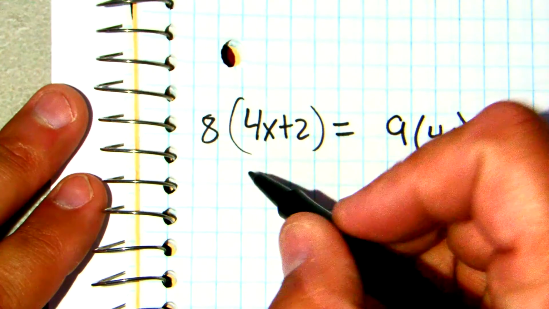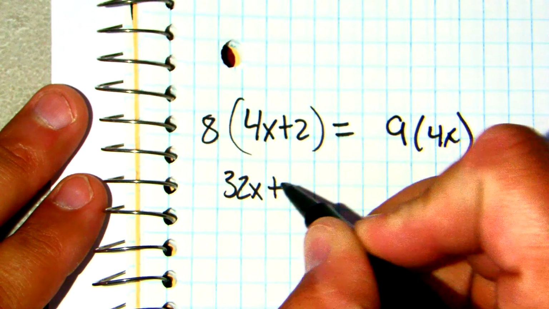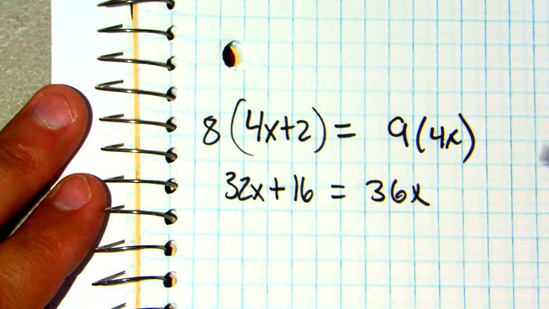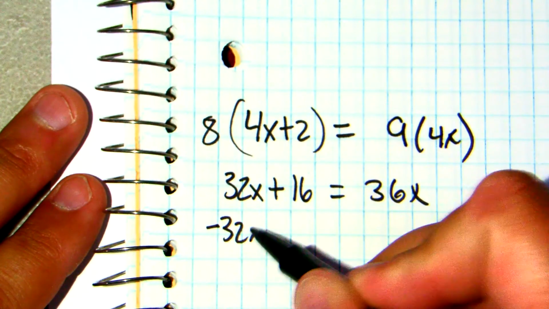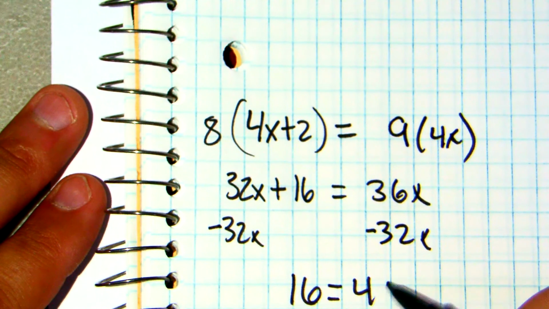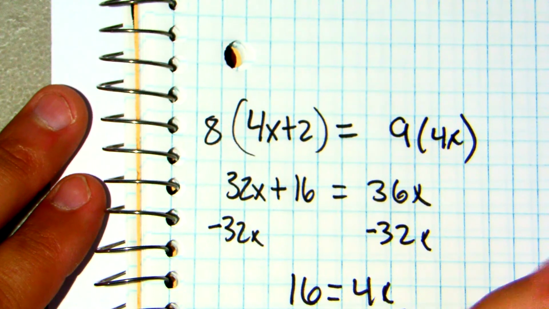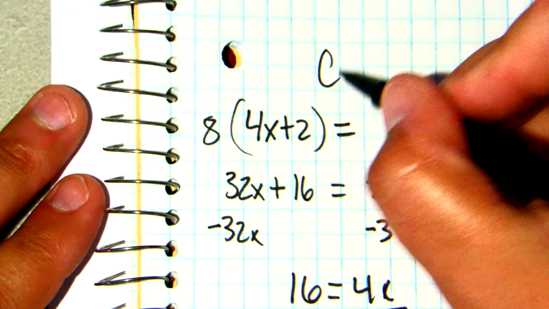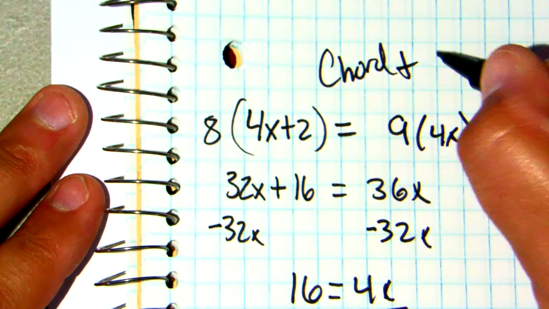So, we just distribute the first one. We get 32x plus 16 equals 36x. Now, we want to subtract 32x from both sides, which will give us 16 is equal to 4x, which then we'll divide by 4, and x will equal 4. And that would be the answer to that one. That's a chord and a chord.